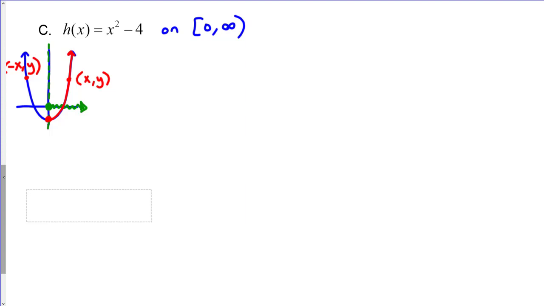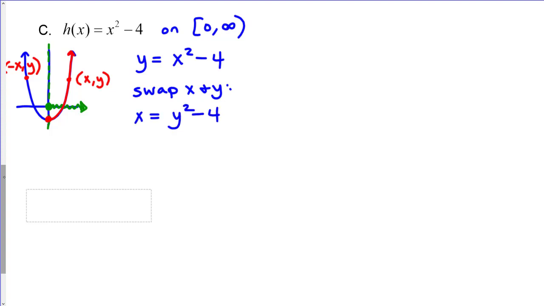And when we do that, now we can just say this is y equals x squared minus 4, or y, I'm sorry, I need to swap my x and y. So when I swap x and y, I get x equals y squared minus 4. And now I resolve for y. So x plus 4 equals y squared. And this is the point where we would get into trouble if we didn't have this domain restriction.